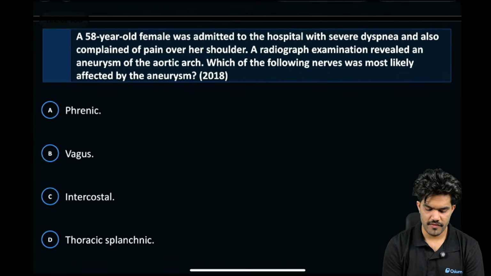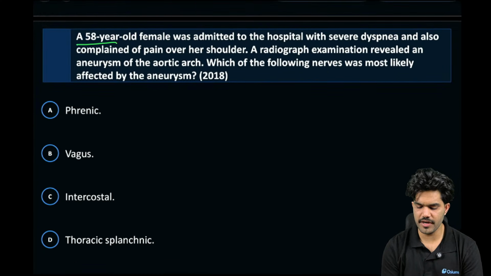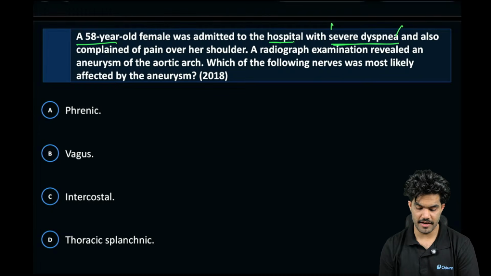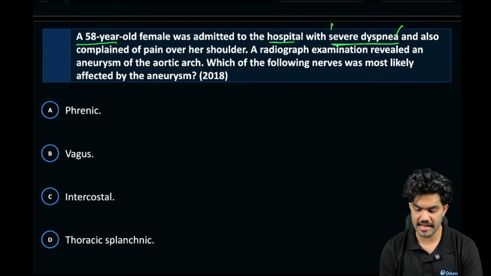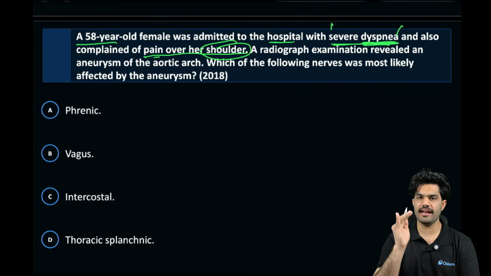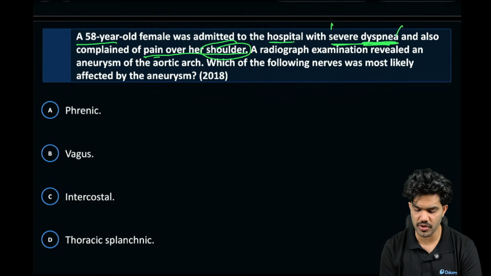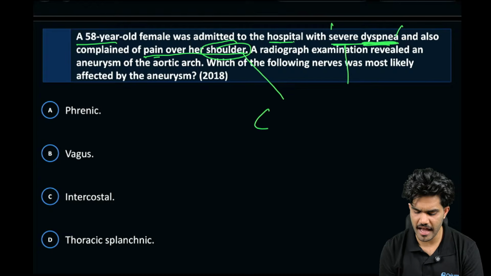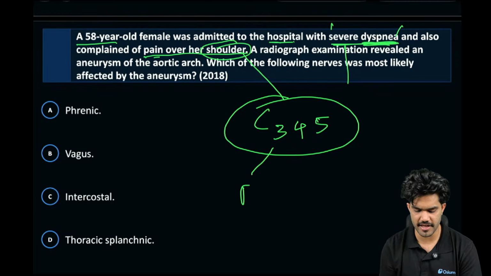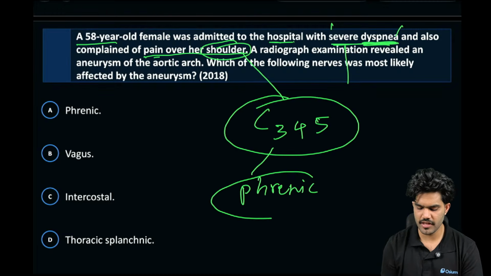C. A 58-year-old female admitted to the hospital with severe dyspnea. Remember, severe dyspnea, so it is related to the lungs. She also complained of pain over the shoulder. Which nerve has the same root value as the shoulder? It should have root value C3, C4 and C5. Just think about that nerve which has C3, C4, C5. Which one? Phrenic. So the answer will be phrenic.